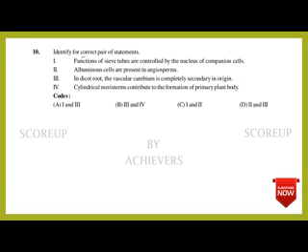Identify the correct pair. Look at this question. Correct pair. Functions of sieve tubes are controlled by the nucleus of the companion cell. Yes, obviously, so this is correct. First of all, you are seeing the first question, so this is the answer? No, you should not write like that. You should read every option, then you decide.